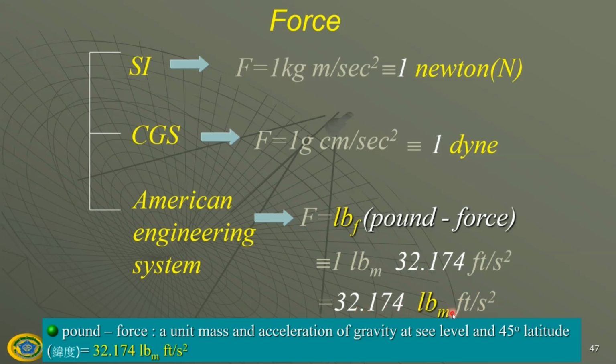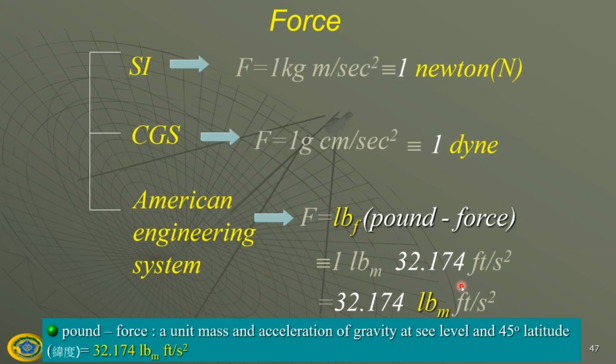Okay, ladies and gentlemen, I want you to remember this, and you need to be careful with it. One pound force equals 32.174 pound mass times feet divided by second square. Here it is simple, because the definition of Newton is different from this, but this is the pound force and pound mass.